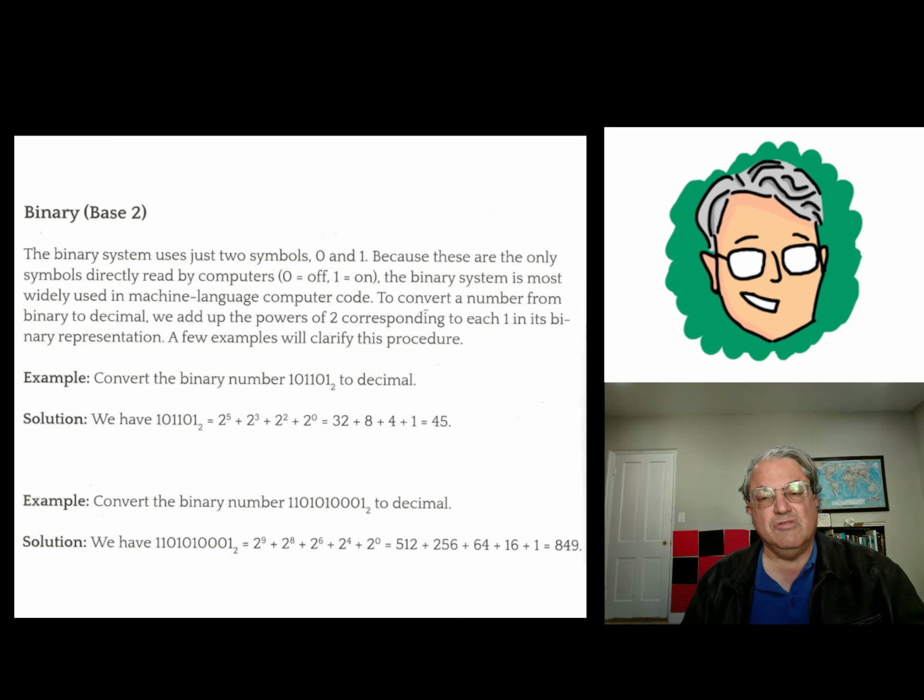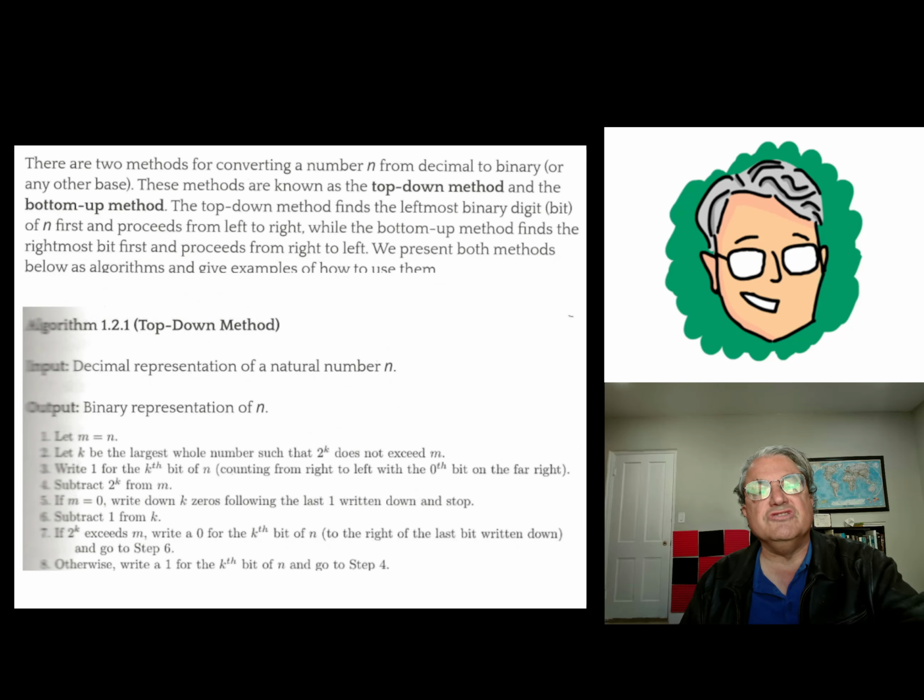So you can do it for any number you want. It just gets more complicated the bigger the numbers are. But then we might want to go the other way around as well, and that's a little trickier. If we want to convert from decimal to binary, there are two methods for doing that: the top-down method and the bottom-up method. I'm going to go over both of these methods.